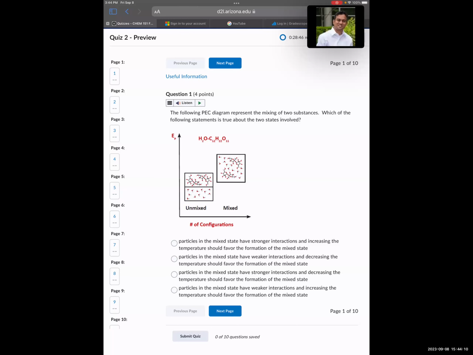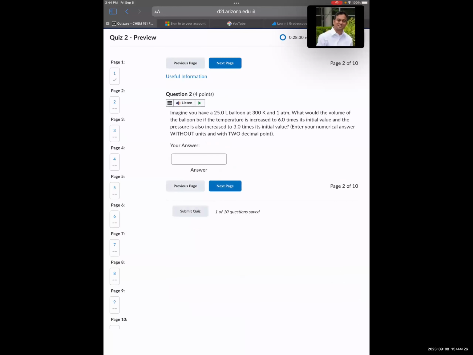Particles in the mixed state have stronger, nope. Particles in the mixed state have weaker interactions, and increasing the temperature should favor the formation of the mixed state, and that I agree with. All right, so moving on to the next question.